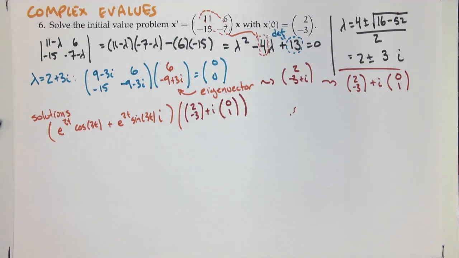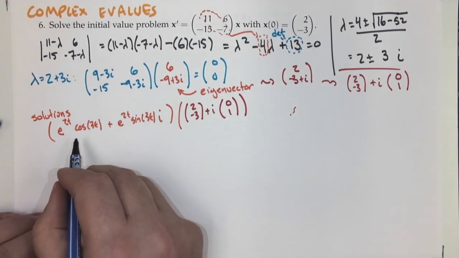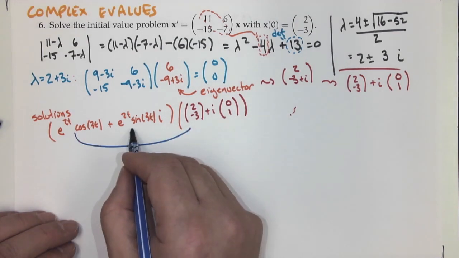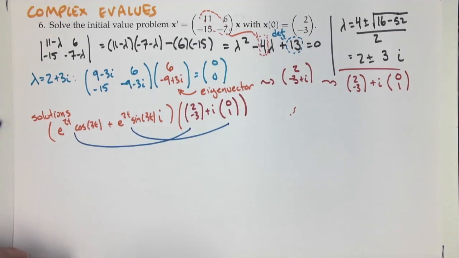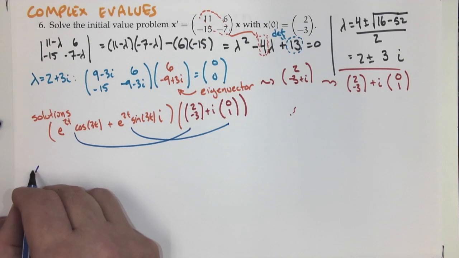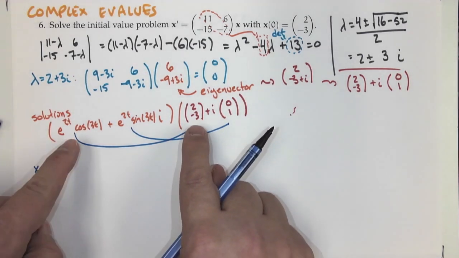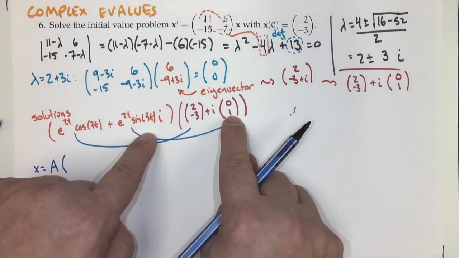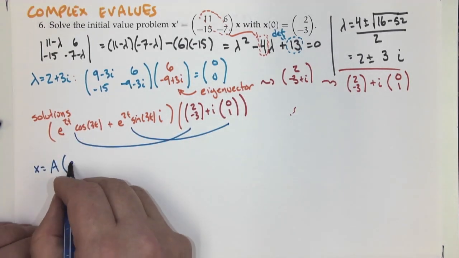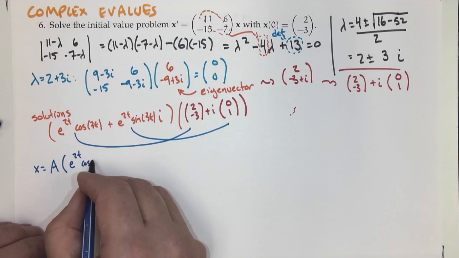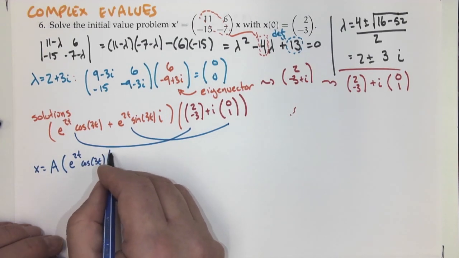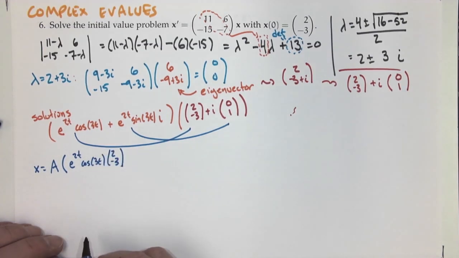we multiply. We have the keeping it real crowd. So that's going to be one part. Our general solution looks like some constant. The keeping it real takes real times real and imaginary times imaginary. So real times real, e to the 2t cosine of 3t times 2, negative 3.